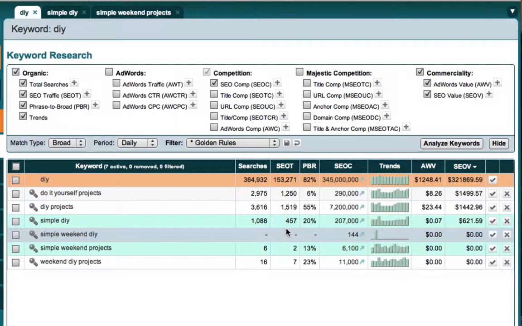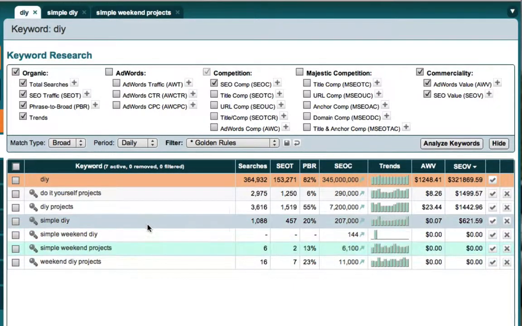But remember, I'm looking for that ideal audience, that perfect person that really is going to fit with what I'm trying to do here. My whole theme here is Simple Weekend Projects that you could do over a weekend. That's really why I like this one, but I'm really liking this Simple DIY. Now let's dig in deeper to see which one of those would be best for me.